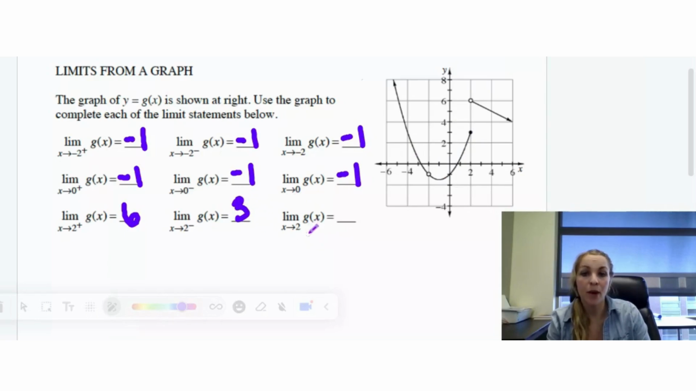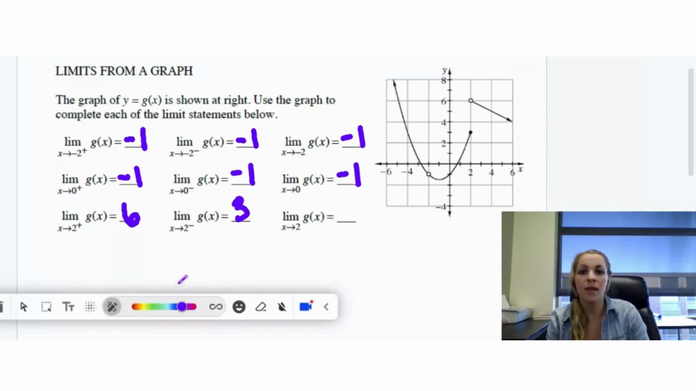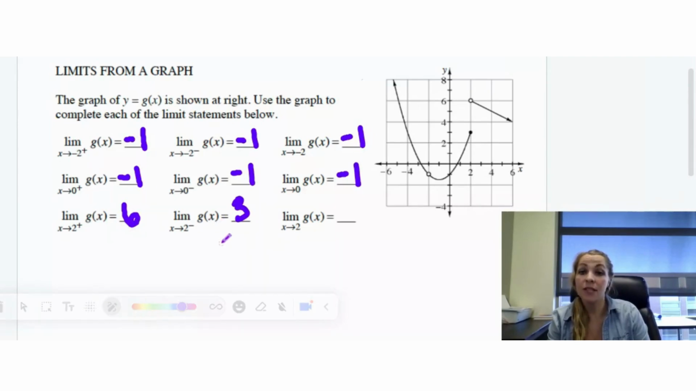We say the limit at a point exists if from the left side and the right side they were equivalent. We can see that the right side gave us a value of 6 and the left side gave us a value of 3. So we say that the limit does not exist, or we can write DNE, when those things don't match.